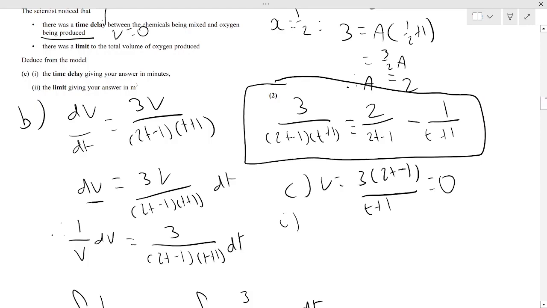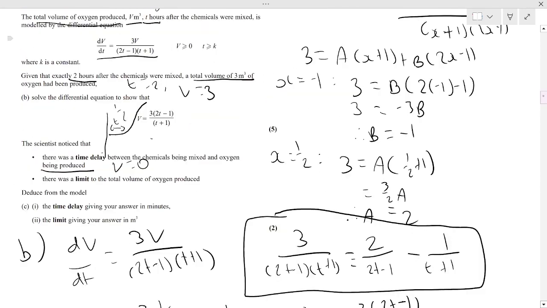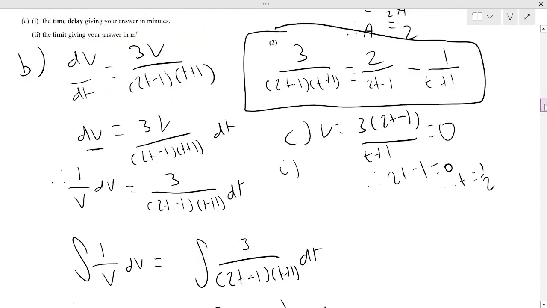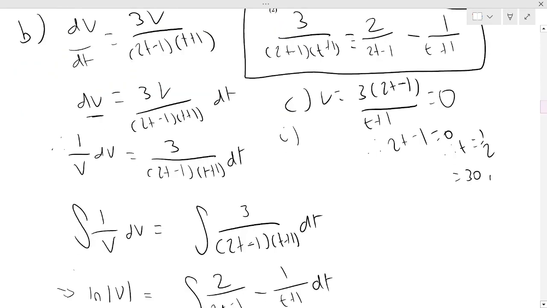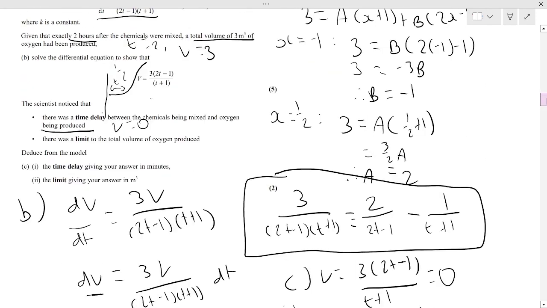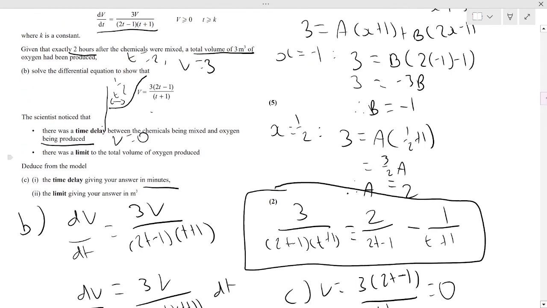Again, if you're a bit unsure with the denominator, you could just times across. So 3 lots of 2t minus 1 is 0 lots of t add 1. But 0 lots of anything is just 0 still. So it's just the numerator equals 0. But then 3 lots of 2t minus 1 equals 0. But then we could just divide by 3. So then 2t minus 1 equals 0, which means t is a half. So that would be our time delay. So it goes up to t is a half before it starts going up. Now t's in hours, so a half of an hour is 30 minutes. Yeah, it says give your answer in minutes, so I need to make sure of that.